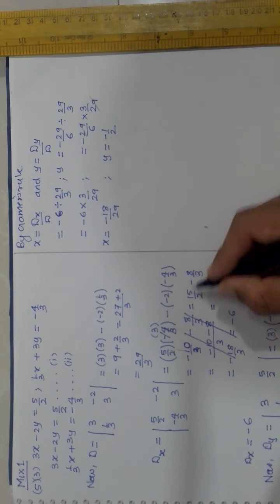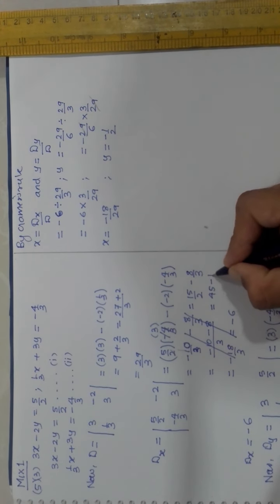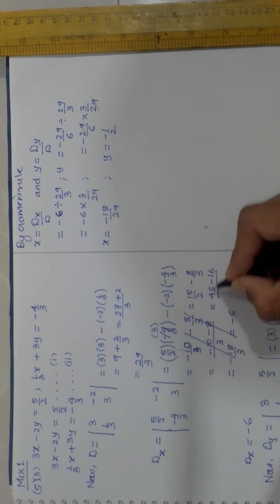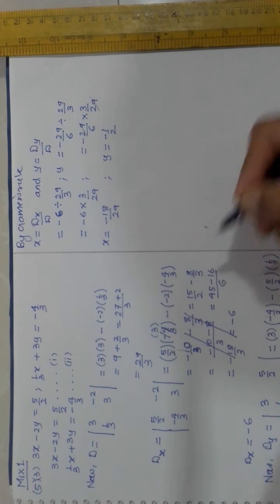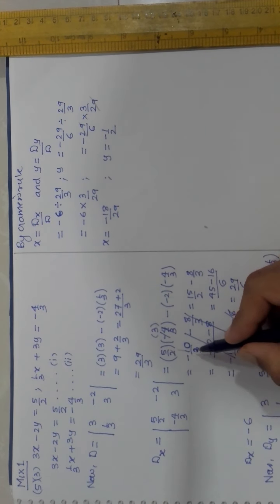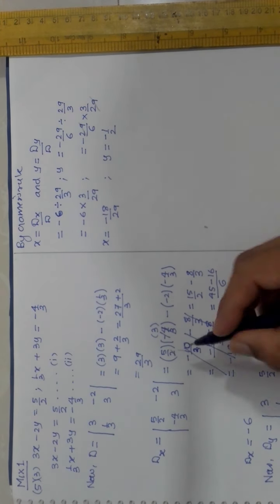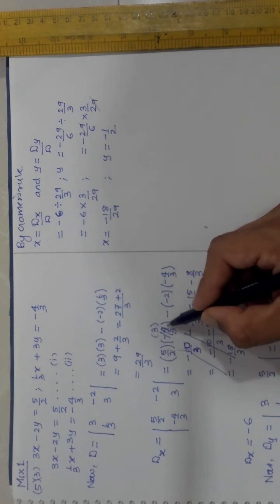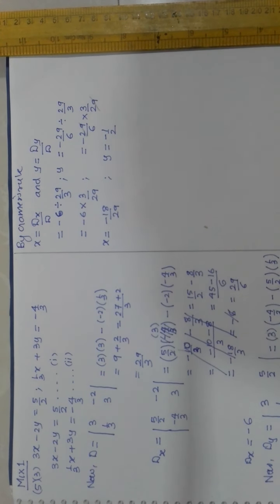So cross multiplying, 15 3s are 45 minus 8 2s are 16 upon 2 3s are 6. So I get this as 29 by 6. I am sorry for this particular, because while speaking I made a mistake. That is, speaking I spoke correctly, and while writing I made a mistake. But again I can rectify it.